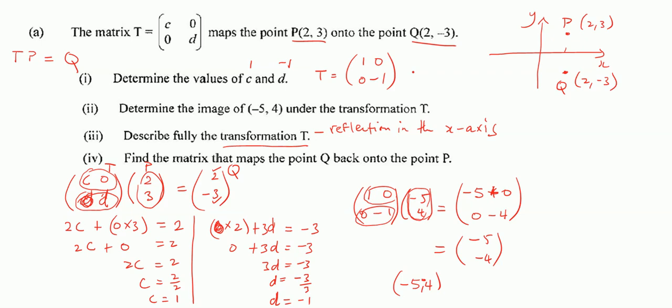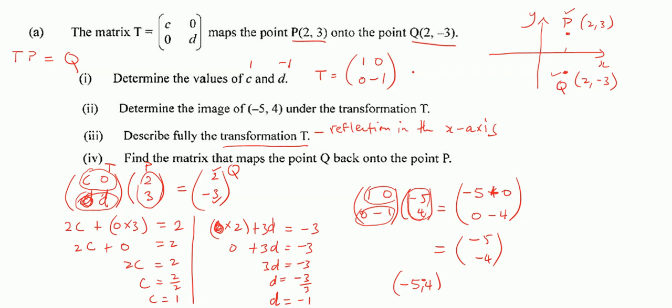And then part 4 now, they said find a matrix that maps the point Q back to P. So this was P, our object, and this is our image, Q. Now you want to map Q back onto P. Well, this is pretty straightforward.